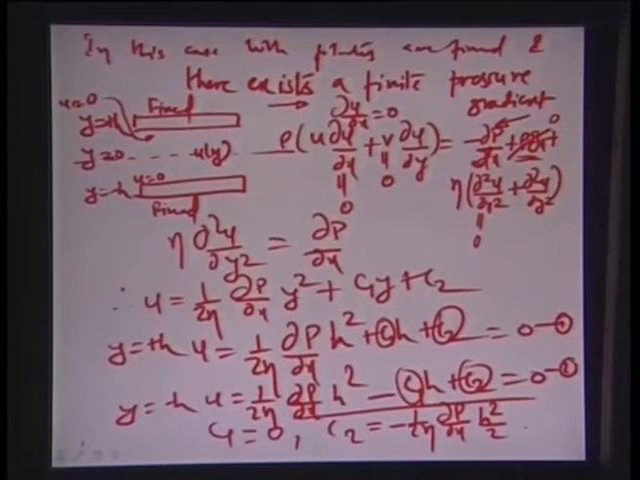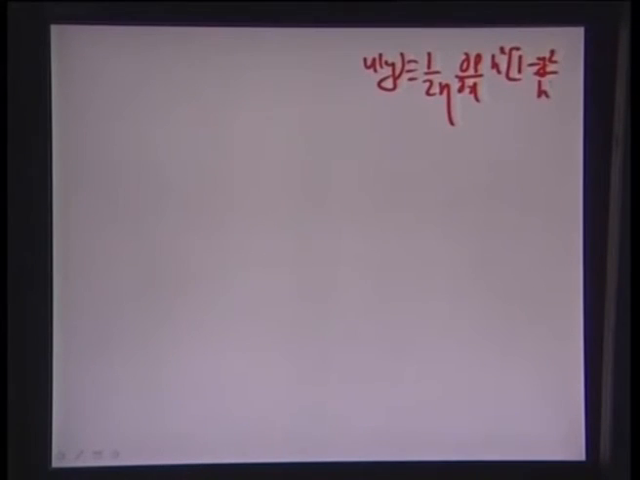Okay. So if you put the C1, C2 values back into this particular equation here, you finally get the final form of the equation as u equal to minus 1 by 2 eta, del p by del x, which is the pressure gradient, times h square, times 1 minus y square by h square. So if you plot this equation, it's really the equation of a parabola because u is varying as the square of y.